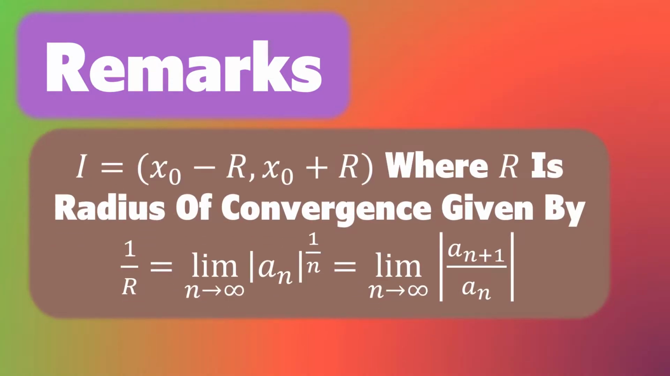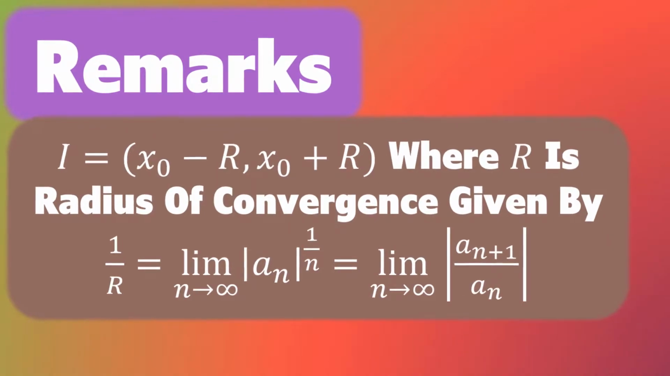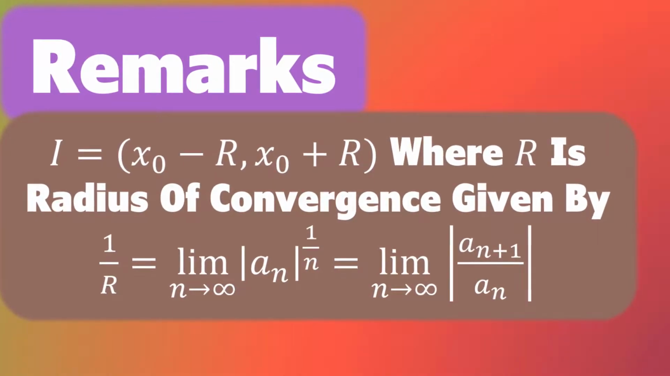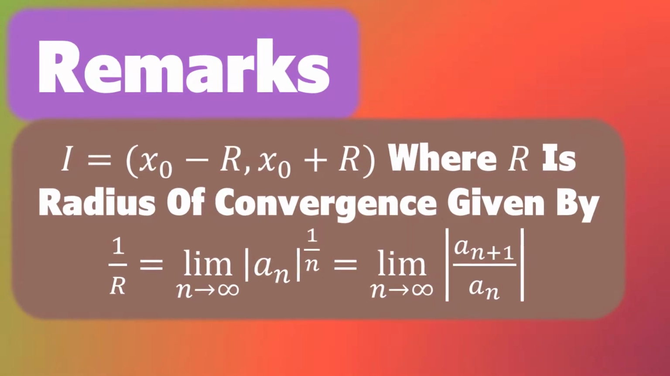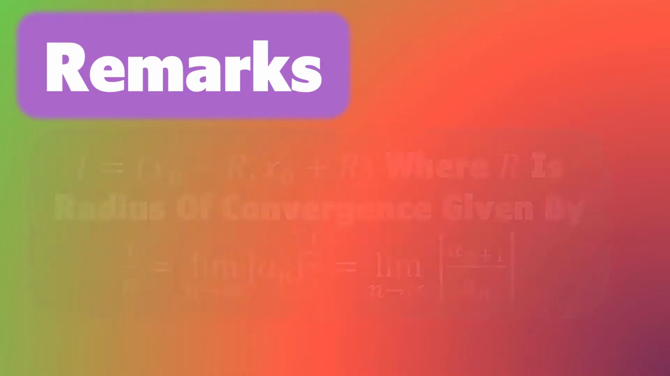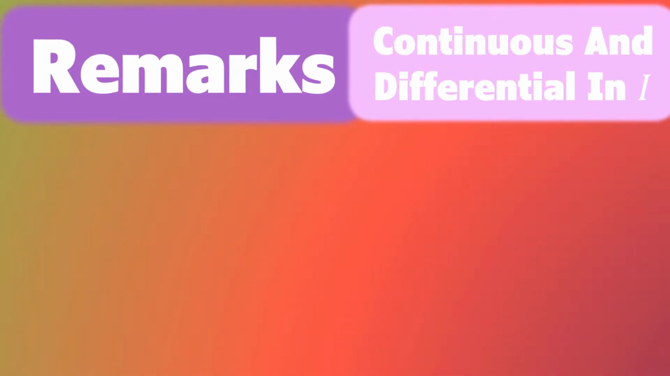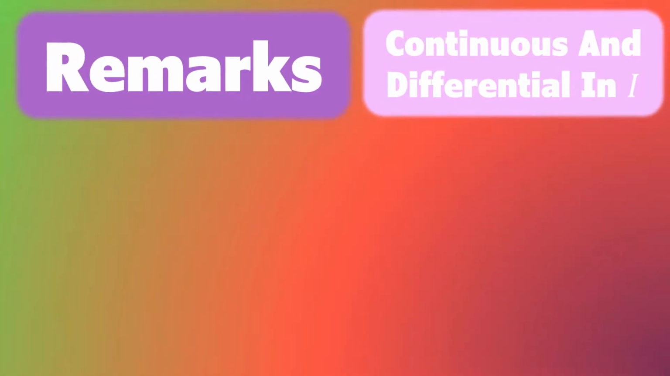First, a power series defines a function on an interval from x0 minus r to x0 plus r, which we call I, where r is the radius of convergence, which is given by 1 over r equals this limit here or this limit here. We also have that the power series is continuous and differentiable in the interval I.